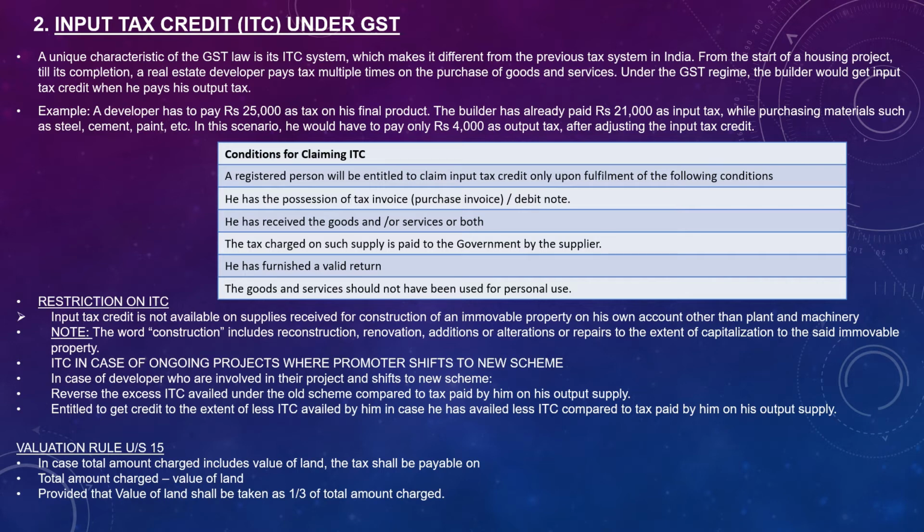So ITC in case of an ongoing project where the promoter shifts to the new scheme. In case of a developer who is involved in the project and shifts to the new scheme, he must reverse the excess ITC availed under the old scheme compared to the tax paid by him on his output supply, and is entitled to get credit to the extent of less ITC availed by him, in case he has availed less ITC compared to tax paid by him on his output supply. What's the valuation under Section 15? In case the total amount charged includes the value of land, the tax shall be payable on the total amount charged minus the value of land, provided the value of land should be taken as one third of the total amount charged.